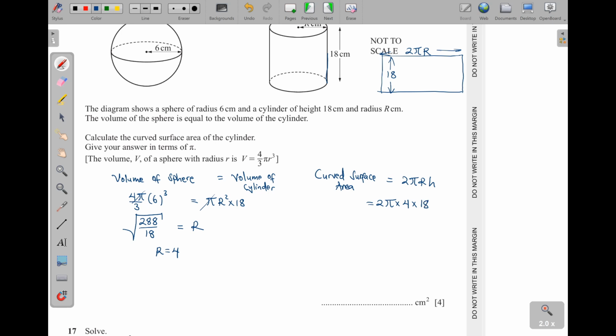They said give your answer in terms of pi. So 2 times 4, that is 8 times 18, then you get 144. So we shall have our answer as 144 pi.